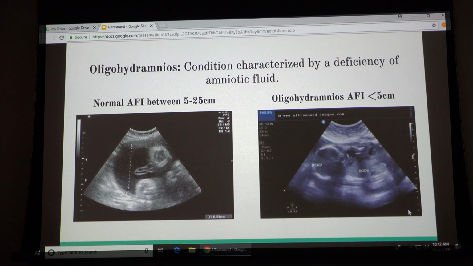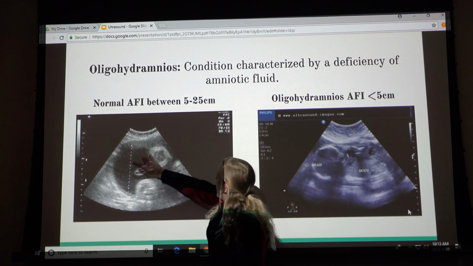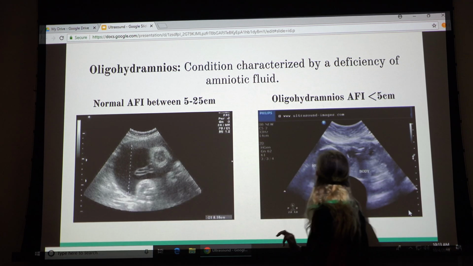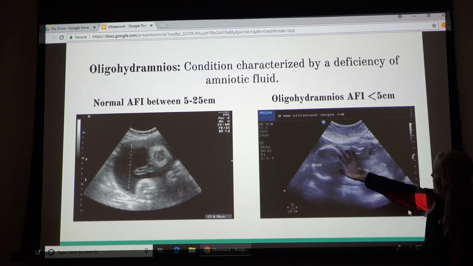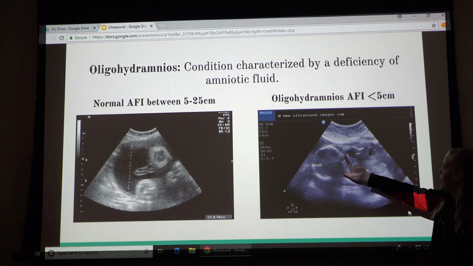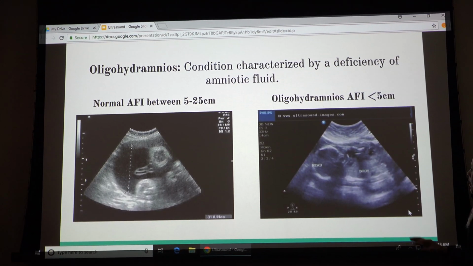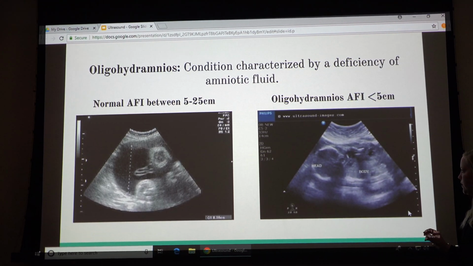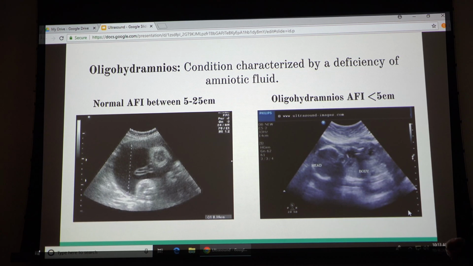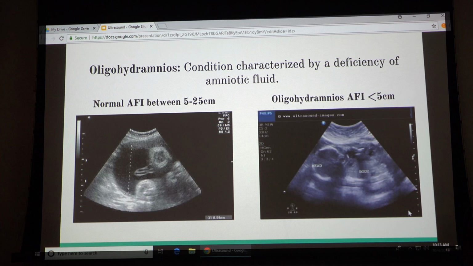And then oligohydramnios, which is a condition characterized by a deficiency of amniotic fluid. So again, we have the normal AFI between 5 to 25 centimeters. And on this ultrasound, you can see there's very little black. So for oligohydramnios to be diagnosed, the AFI has to be less than 5 centimeters. To treat this, they'll often do an amnio infusion, where they insert amniotic fluid.